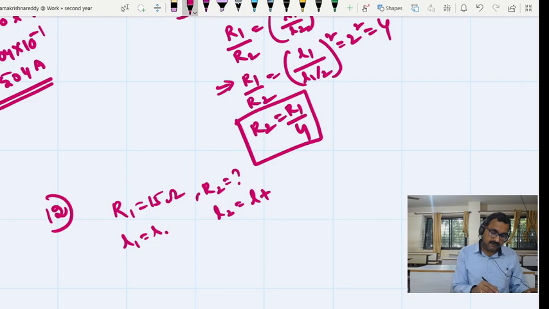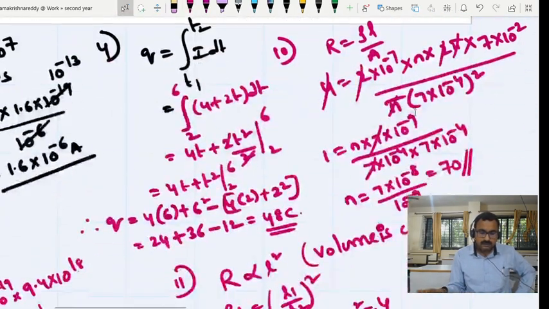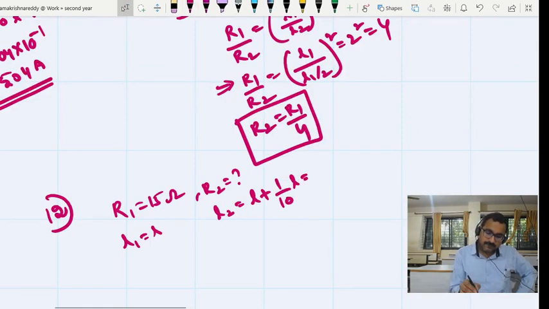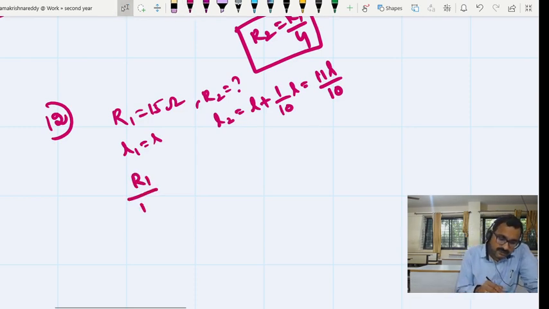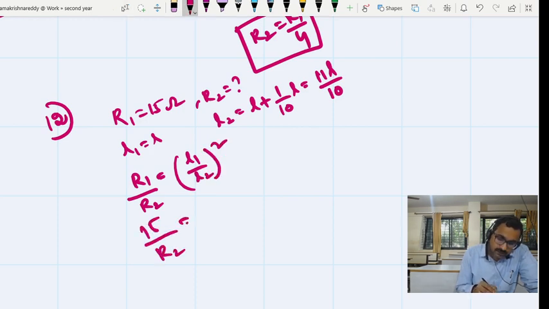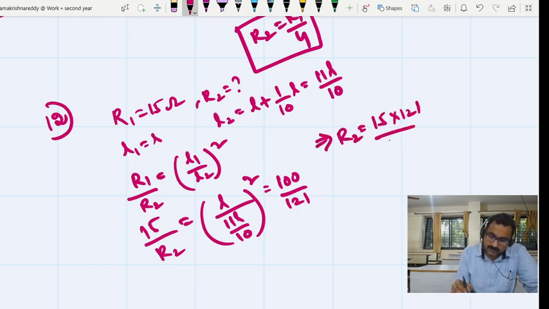L1 plus, you take L1 or L also, no problem. So L1 is equal to L, you take, no issue. L plus 1 by 10th of, that is only they mentioned clearly, 1/10 of its original length, 1 by 10 times of L, that is 11L by 10, taking LCM. So already volume constant means you wrote R1 by R2 equal to L1 by L2 whole square. 15 by R2 is equal to L divided by 11L by 10 whole square, that is 100 by 121. Therefore, R2 is equal to 15 into 121 divided by 100.